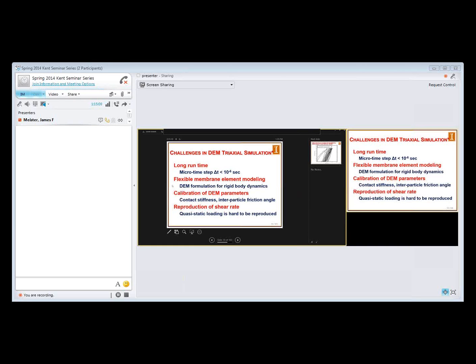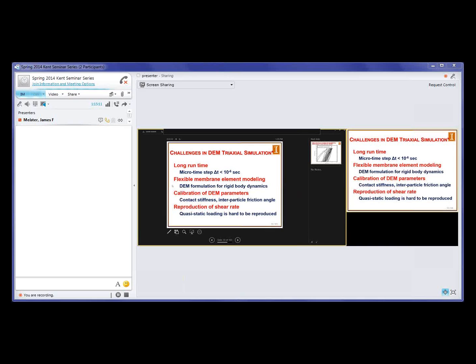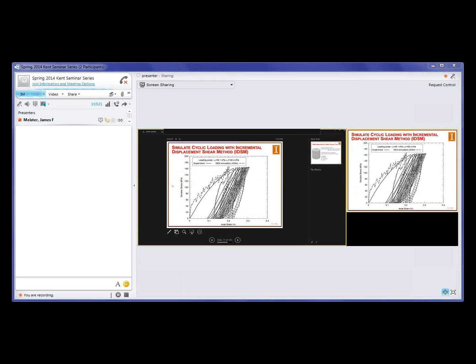the simulation. So what we do is, can we find a way that from incremental displacement shear method to help us? The answer is yes. So in the case of monotonic strength test, what we do is we keep moving the top platen downward step by step until it achieves the target strength.